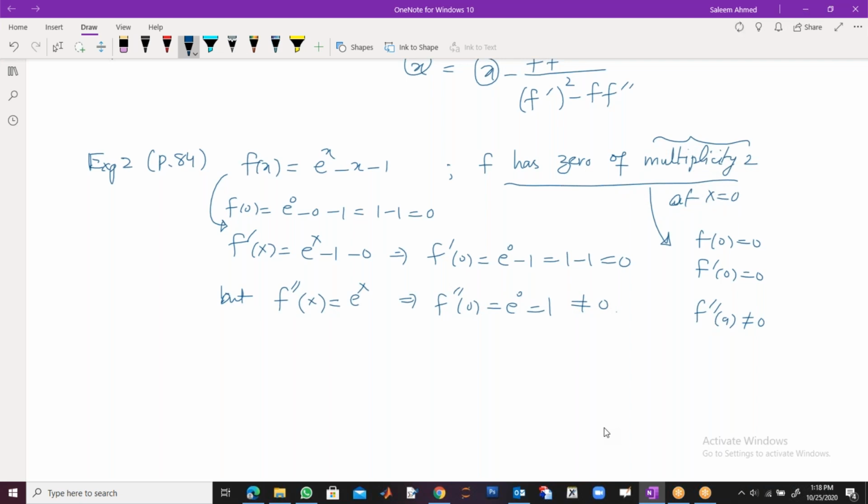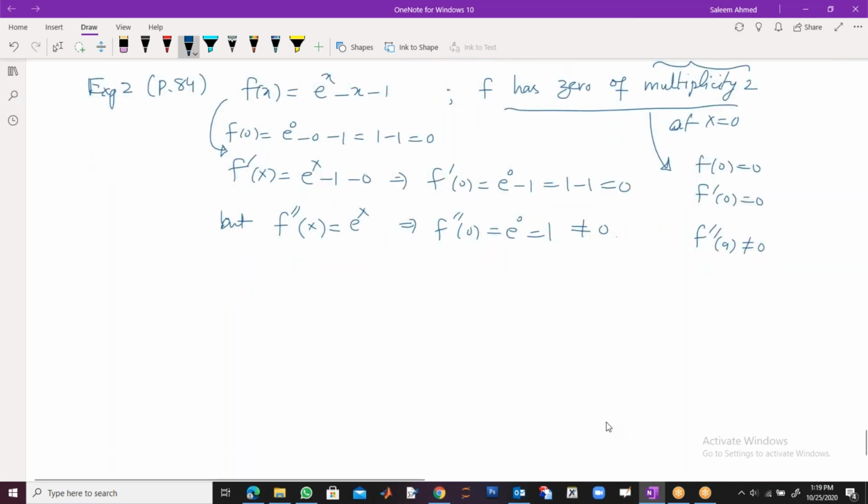Right? These all things should be true. So it has a multiplicity 2. Now we can easily use the method, my modified Newton's method.